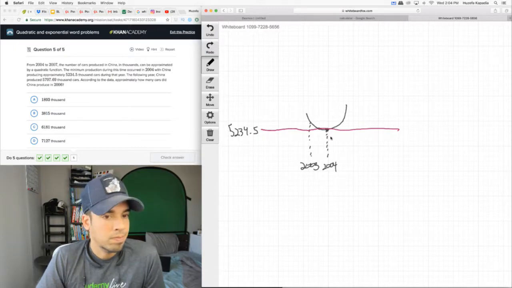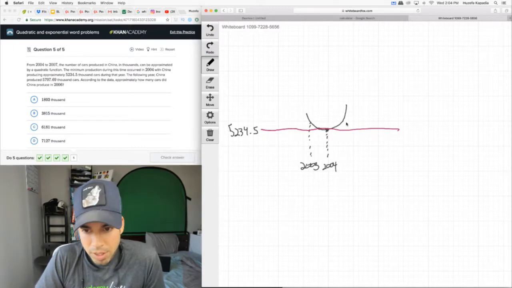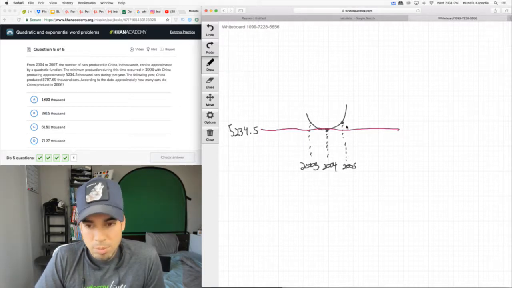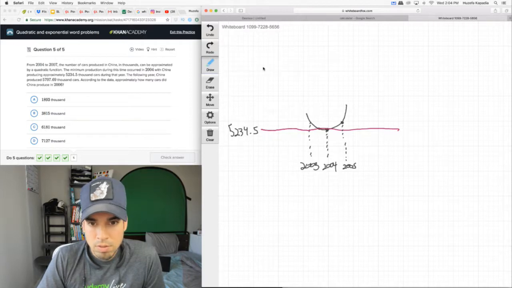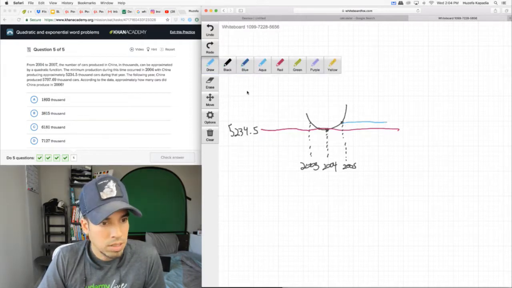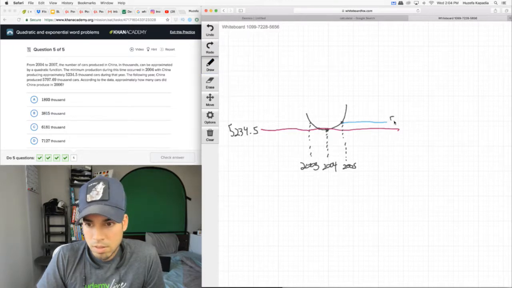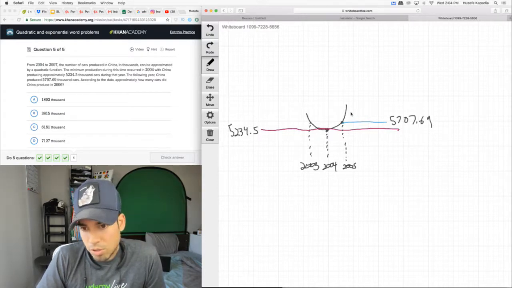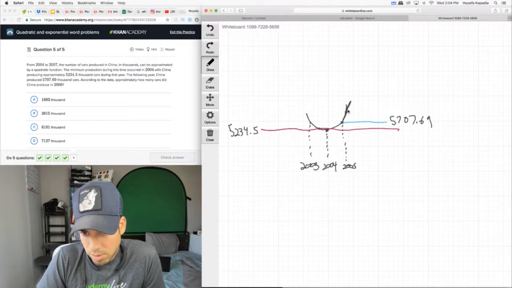5234.5. The following year, in 2005, China produced, what is it, 5707. Approximately how many cars did China produce in 2006? So 2006 is going to be, again, somewhere over here.